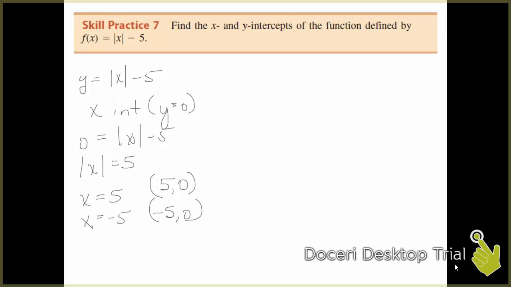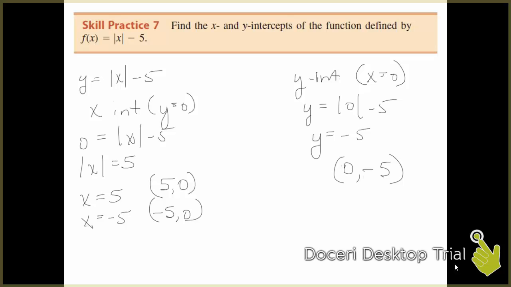Now for the y-intercept, you make your x equal 0. All right, so I have y equals the absolute value of 0 minus 5. Y equals negative 5. Excuse me, so it's negative 5. Erase that. It's (0, -5) for the y-intercept.